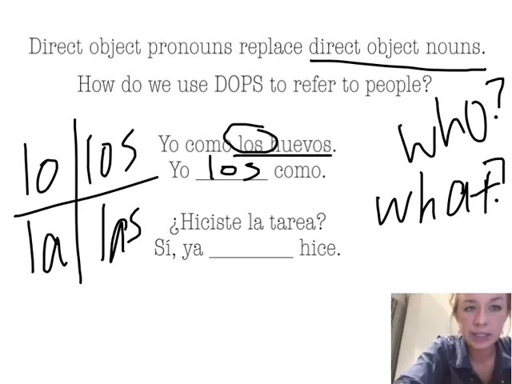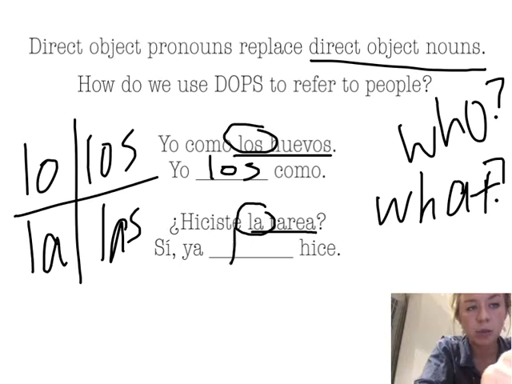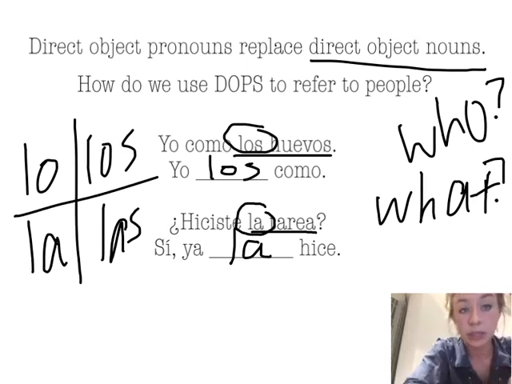How about on this one? ¿Hiciste la tarea? Did you do the homework? Did you do what? The homework. So the homework is our direct object noun. Yes, I already did it. And we're going to replace it because it's feminine and singular. We'll replace it with la. Sí, ya la hice.